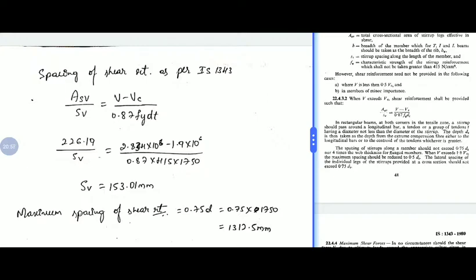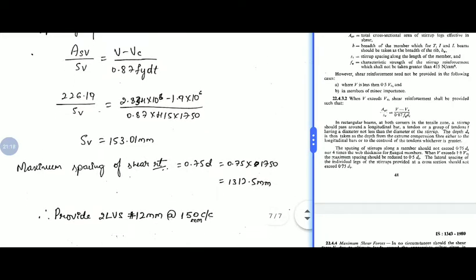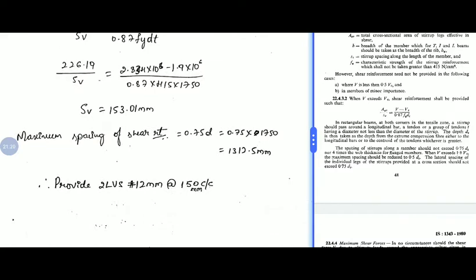Again in the same page 48, you have the maximum spacing to be provided, which is 0.75 times dt. So effective depth is 1750 mm. So 0.75 into 1750, you will get 1312.5 mm. So by comparing these two, the minimum is 153. Therefore provide two legged vertical stirrups of 12 mm diameter at 150 mm center to center.